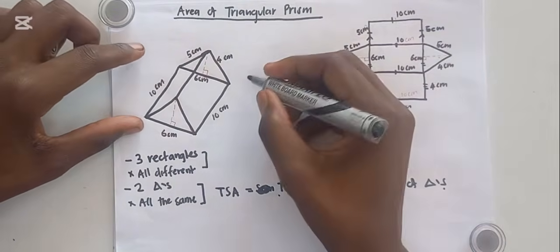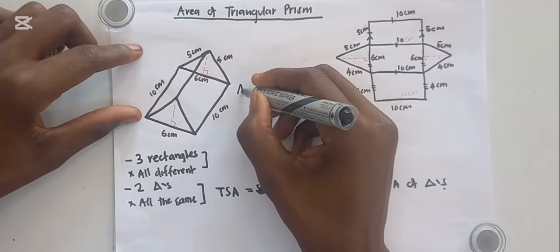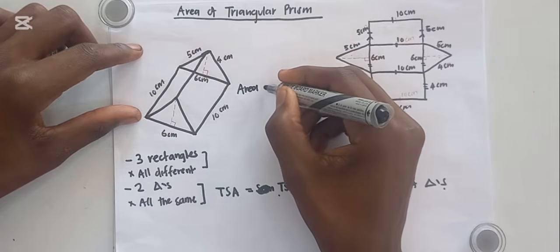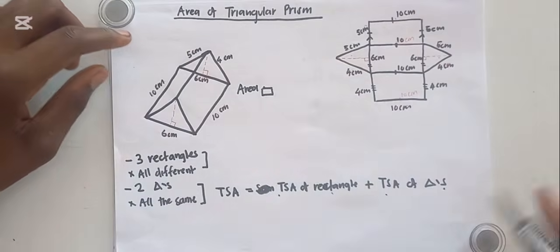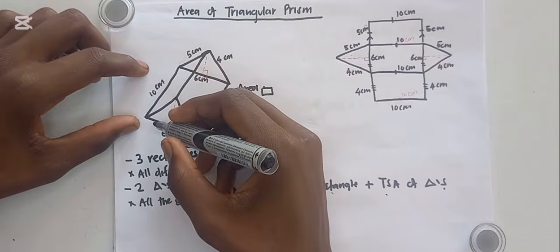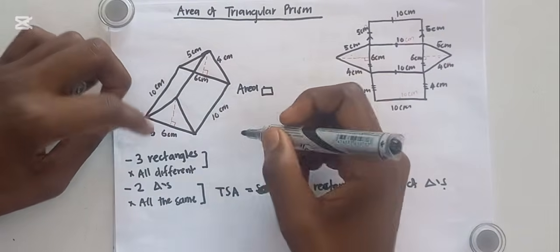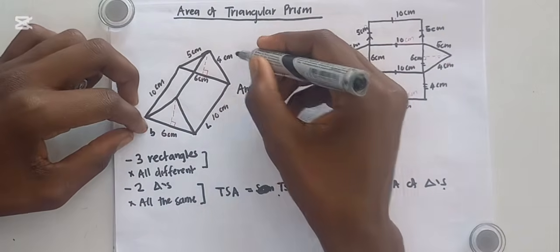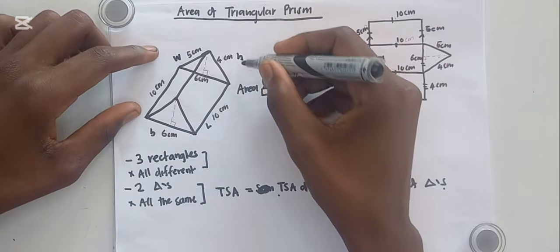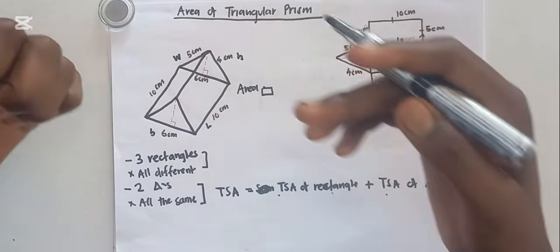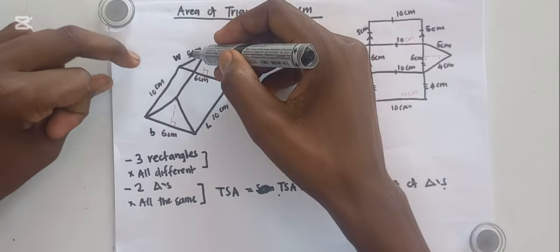So now let's start with the areas of the rectangles. I want to treat this one as our breadth, and this one as our length, and this one as our height, and this one as our width. The reason why I use this is that I just want to demonstrate on the formula that these sides are different, they are not the same.